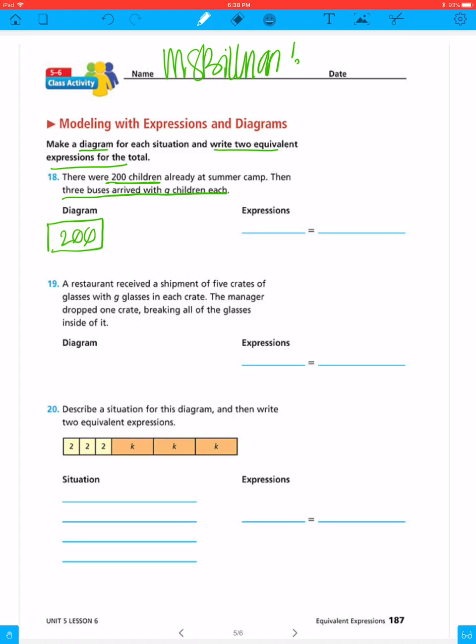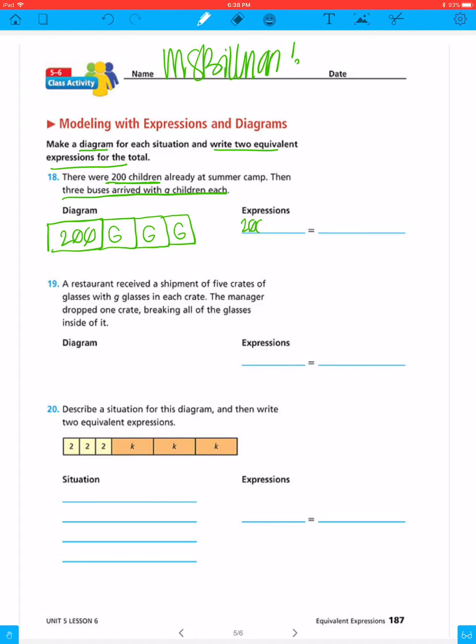And then I'm going to be adding a 1G and 2 Gs and a 3rd G because those are each a bus with G number of kids. So it's 200 plus G or G plus G plus G or 3G. I could also write this 200 plus G plus G plus G. You try number 19 and come on back.